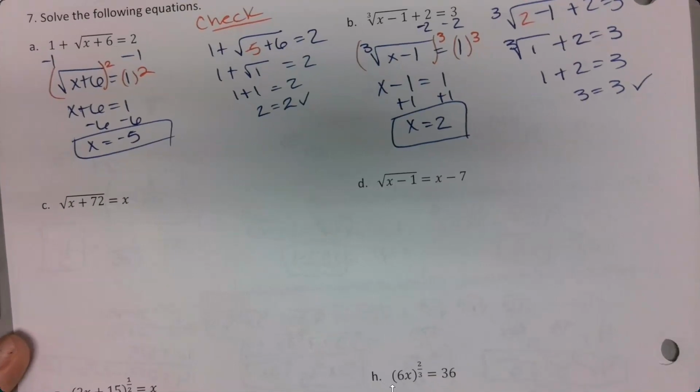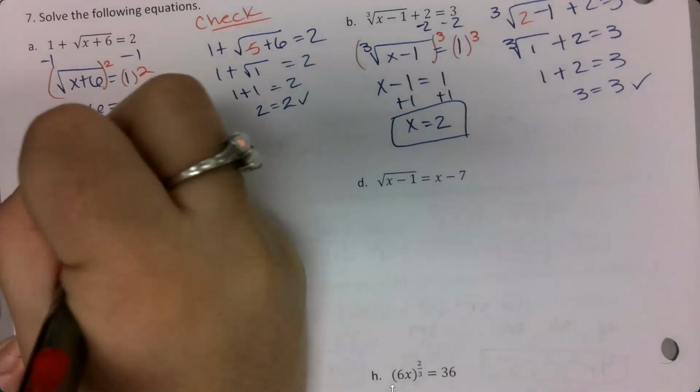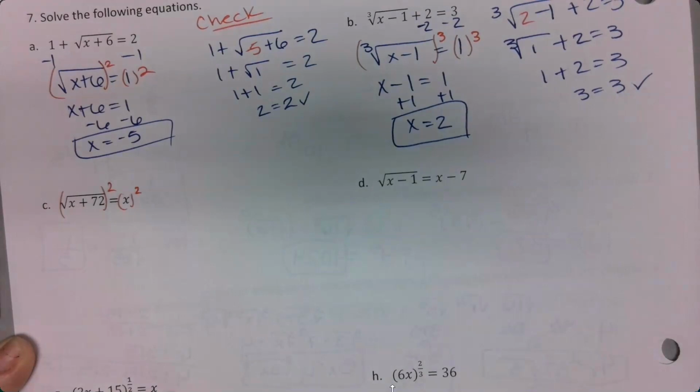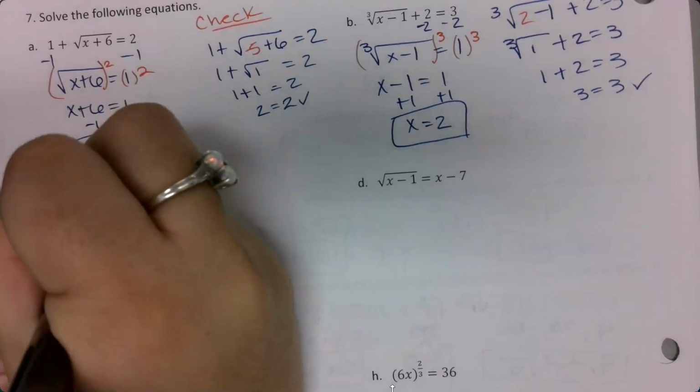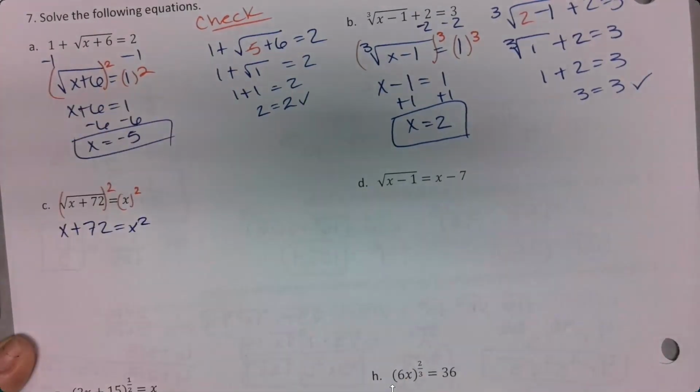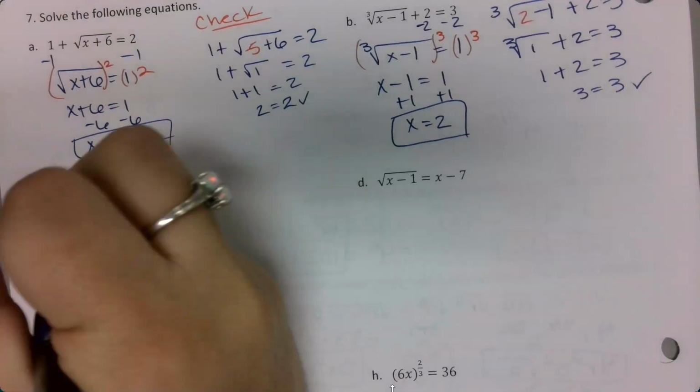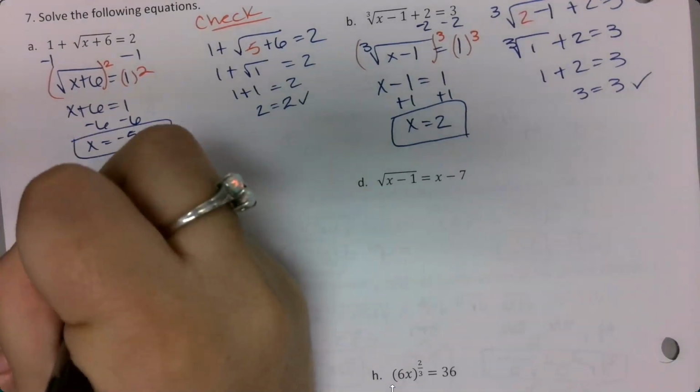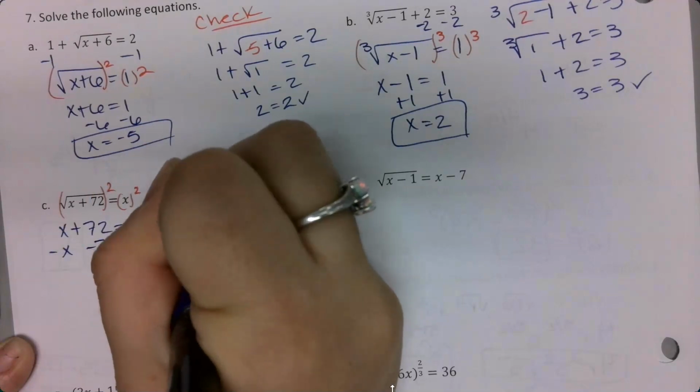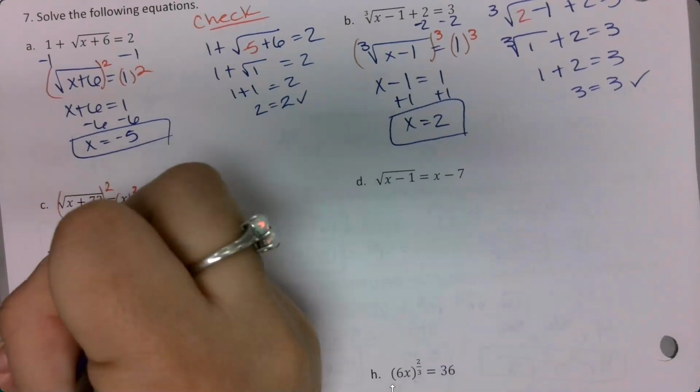C, I want to go ahead and square both sides. So I have x plus 72 equals x squared. I want to move everything over to one side. I'm going to move it over to the side where the x squared is because I like dealing with positive x squareds.